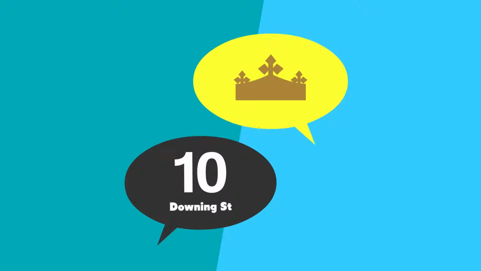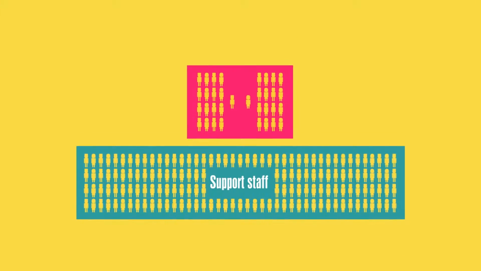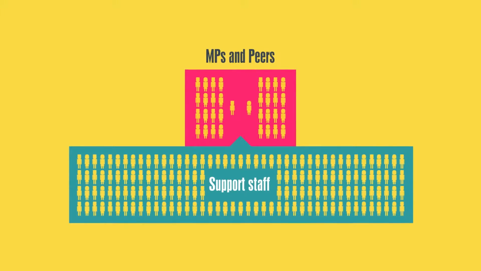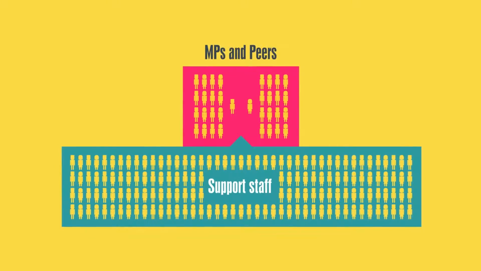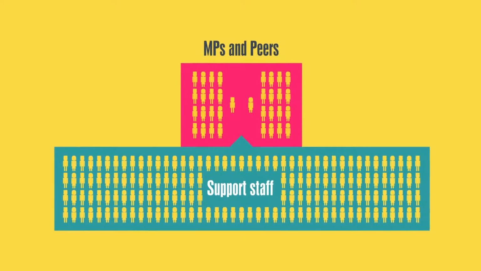The monarch's role is mainly ceremonial. They meet the Prime Minister once a week to hear what's going on in Parliament and formally agree every new law. But that's not all. There are also people working behind the scenes who support the work of Parliament: clerks, librarians, researchers and many more.